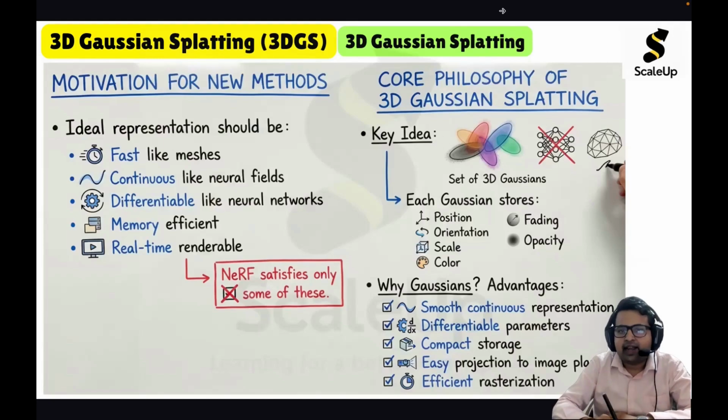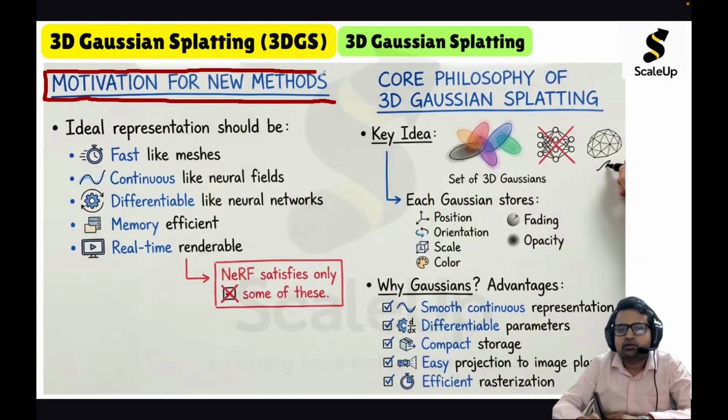Now it's very clear that neural radiance field was facing a compute challenge, and that was the motivation for new methods.